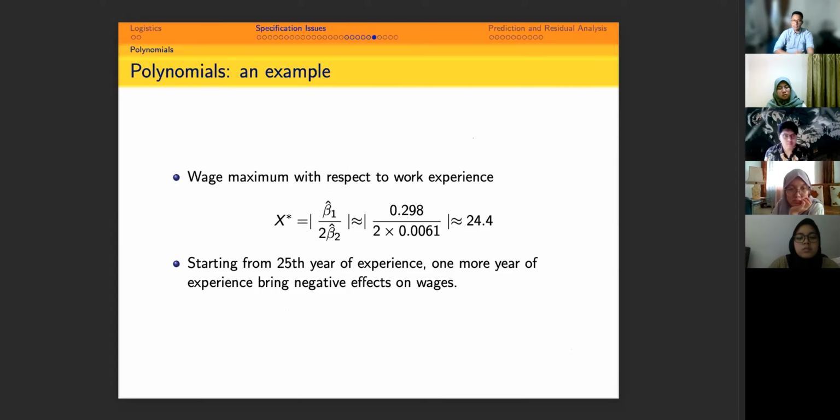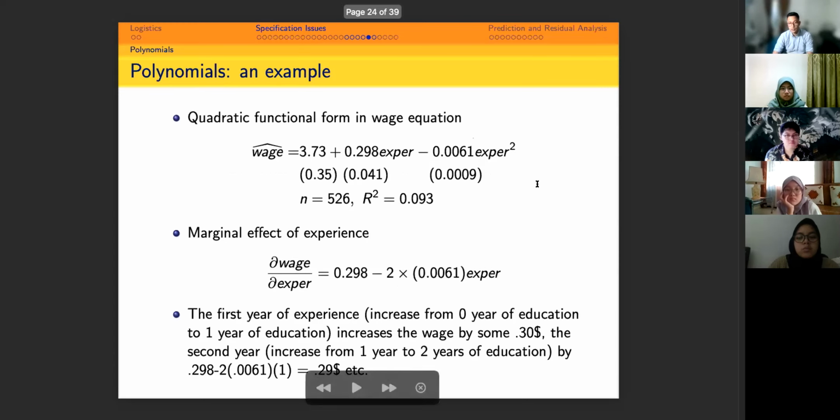Just one last thought. If you recall your calculus, you're going to be able to identify the wage maximum with respect to work experience. Basically, you can identify the value of experience such that wage is at its optimum. How do you do it? Well, you take the first order, and the first order has to be equal to 0. If I go back to a slide, this is the first order.